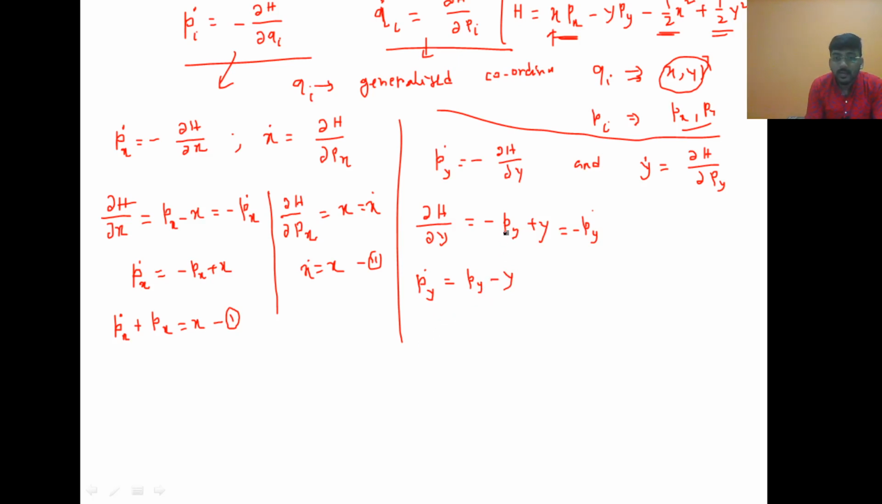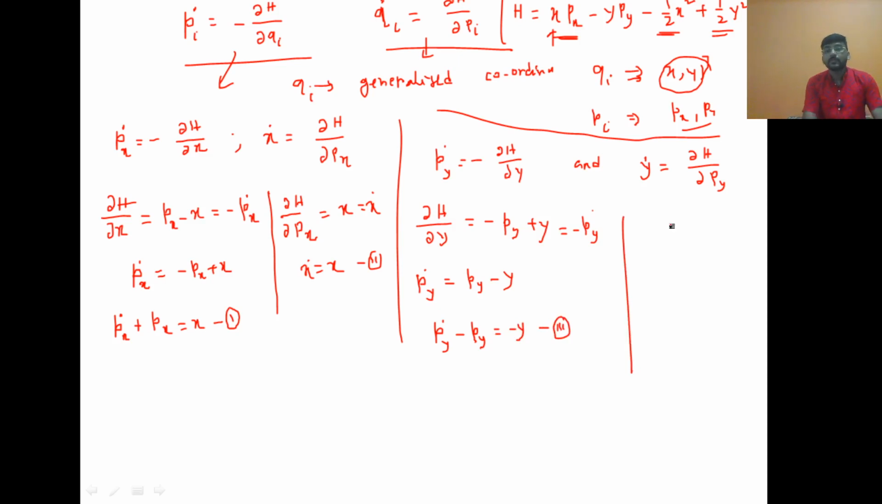Py and minus y, if we take this minus sign here, it will be plus and minus. So Py dot will be this: Py dot minus Py is equal to minus y. This is your equation 3, you can say.